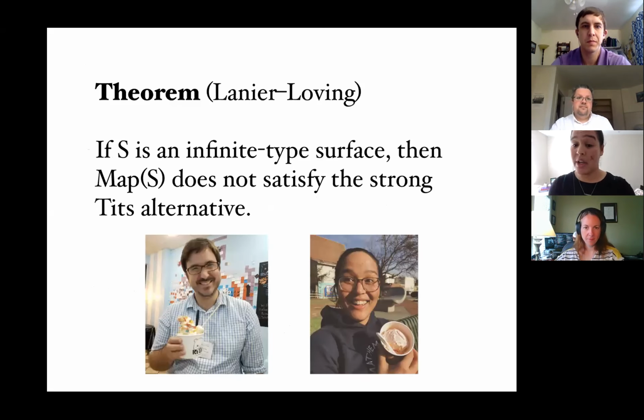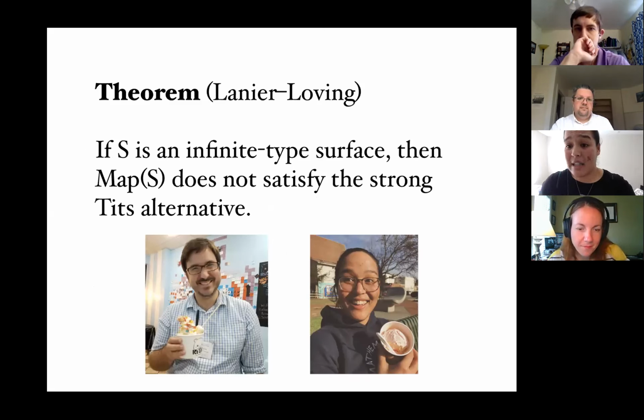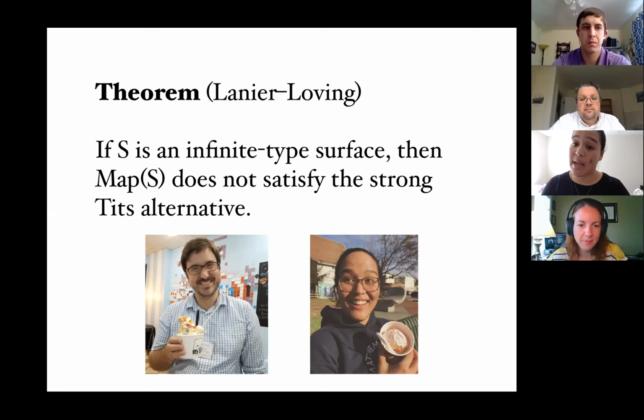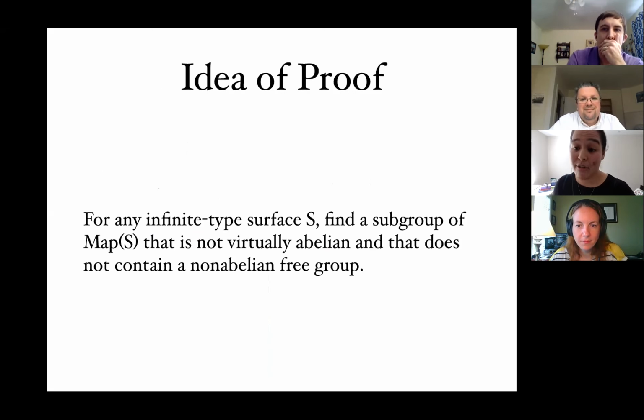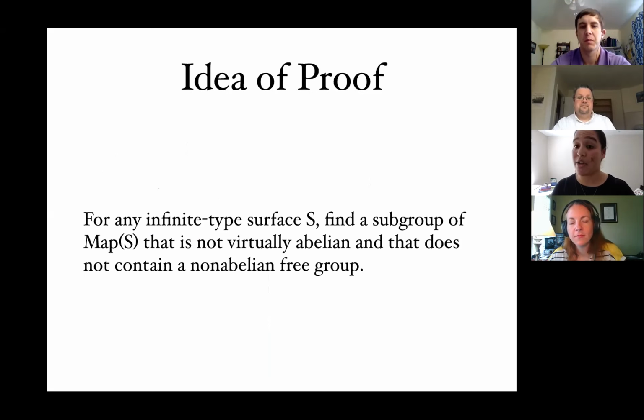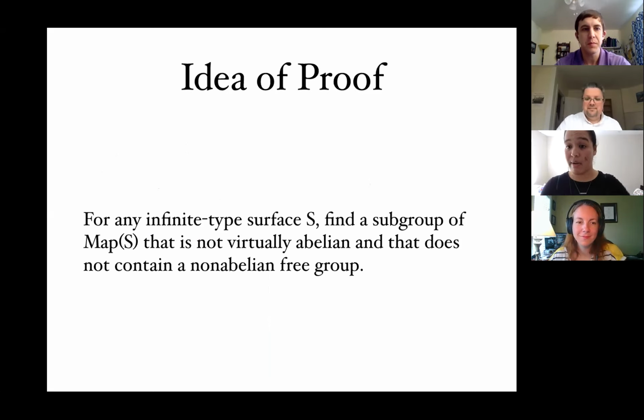In particular, this is another result joint with Justin Lanier. We say that, in fact, the mapping class group of an infinite type surface doesn't satisfy the strong Tits alternative. Again, this alternative says that every subgroup is either virtually abelian, so it contains a finite index abelian subgroup, or it contains a non-abelian free group. And the idea of the proof is straightforward. All we have to do is provide, for every mapping class group of an infinite type surface, some subgroup that is not virtually abelian and doesn't contain a non-abelian free group.